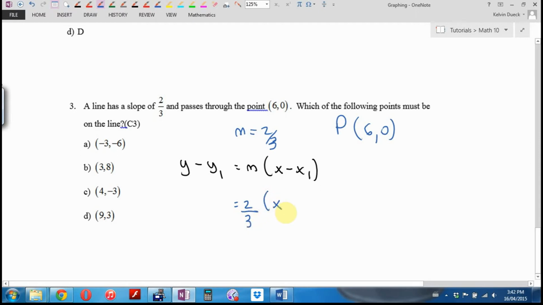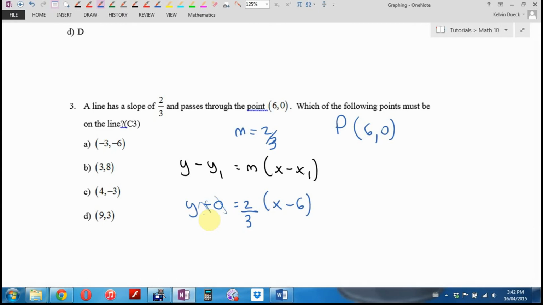What's in the brackets for you to get a positive 6? And then you said y minus 0, although will a minus 0 change anything at all? So I'll write it, and then I'm just going to go like that to say we're not going to bother again. So there's the equation.